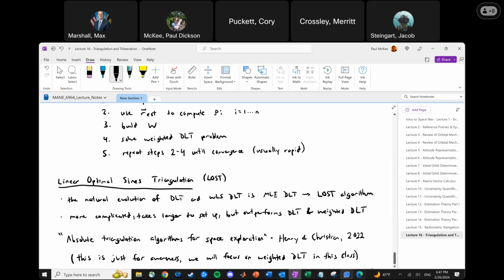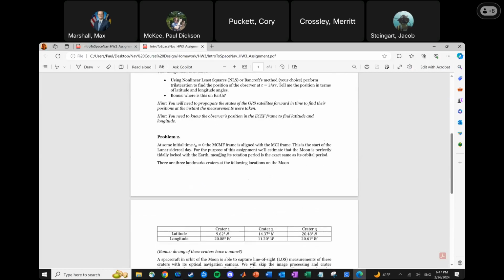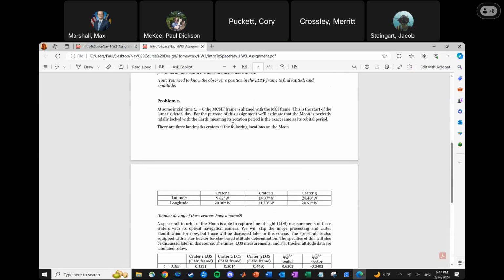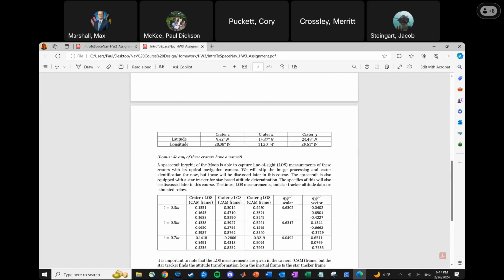Y'all have everything that you need to survive and thrive on homework 3. As a reminder, homework 3, problem 2, we have a spacecraft over the moon. We've got 3 craters, and I'm giving you the latitude and longitude of those craters. And there's a bonus question. Do any of these craters have a name? And hint, one of them does. The spacecraft is in orbit of the moon, and it captures these line of sight measurements in its optical navigation camera frame.